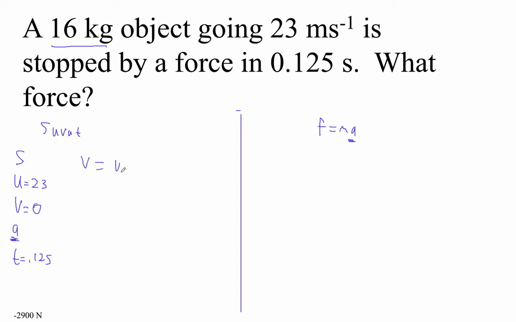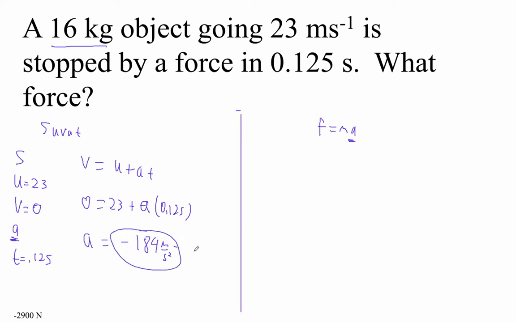So we're going to go v is u plus at. So 0 is 23 plus negative a times 0.125. Ignore that negative. Okay, 23 divided by 0.125 is, the acceleration is negative 184 meters per second squared, right? So now I'm going to plug that in to there, right? So F equals 16 times negative 184.